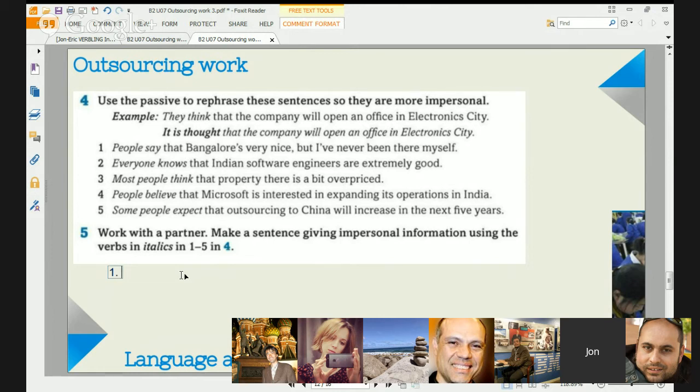People say, okay, passive voice. And use that example to help you. They think becomes it is thought. People say should become what? They think. No, that's not passive. That's active. They thought. They thought.